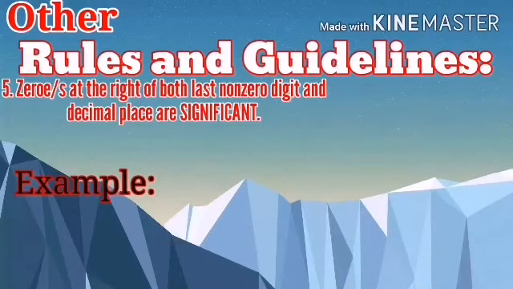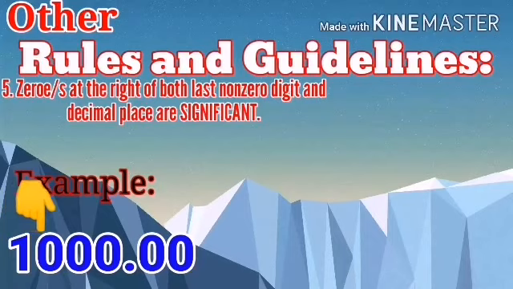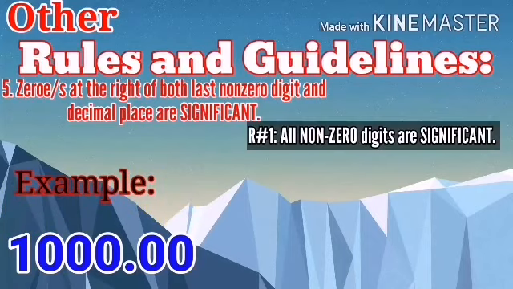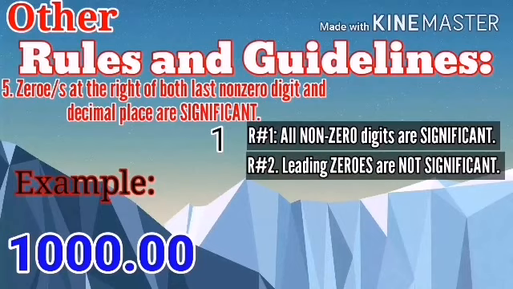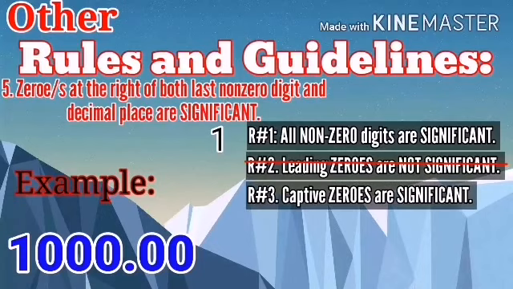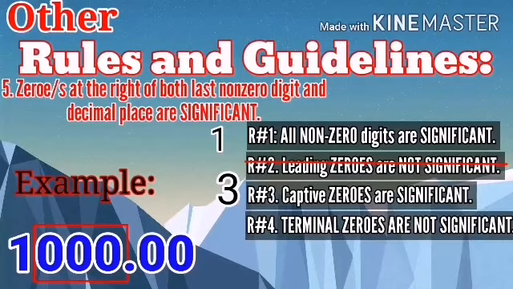Let's have another example. We have here 1000.00. Okay, let's apply now the rules. Rule number 1, non-zero digits, do we have? Okay, we have 1. Rule number 2, do we have leading zeros? We don't have. Rule number 3, captive zeros, do we have? Now, these zeros in between a decimal point and a non-zero digit will become captive zeros. Therefore, we have 3.